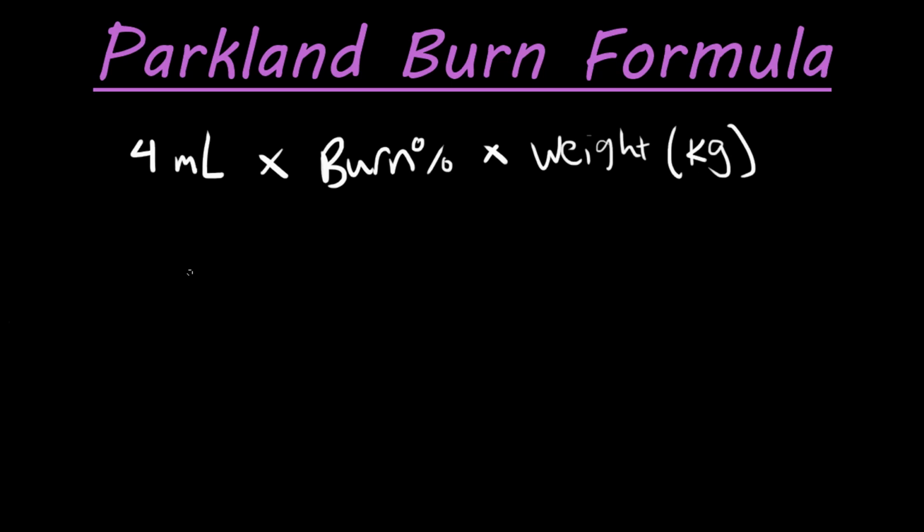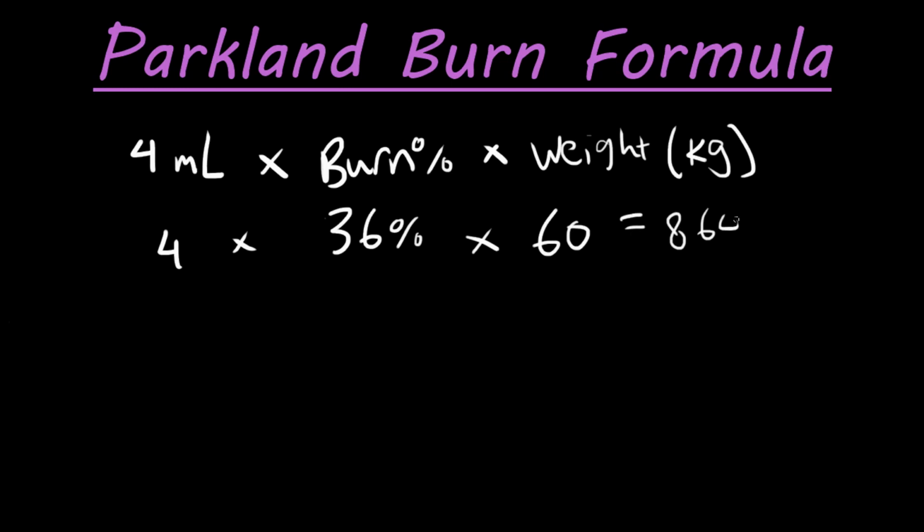So let's say we have 4 milliliters, and then let's say their total burned area is going to be 36%. So that would just be 36. So 4 times 36, and then multiply, let's say their weight is 60 kilograms. So you would do 4 times 36 times 60. This is going to give us 8,640. And so this number is going to be in mils. So this is how many mils we're going to give in the first 24 hours of their burn injury.